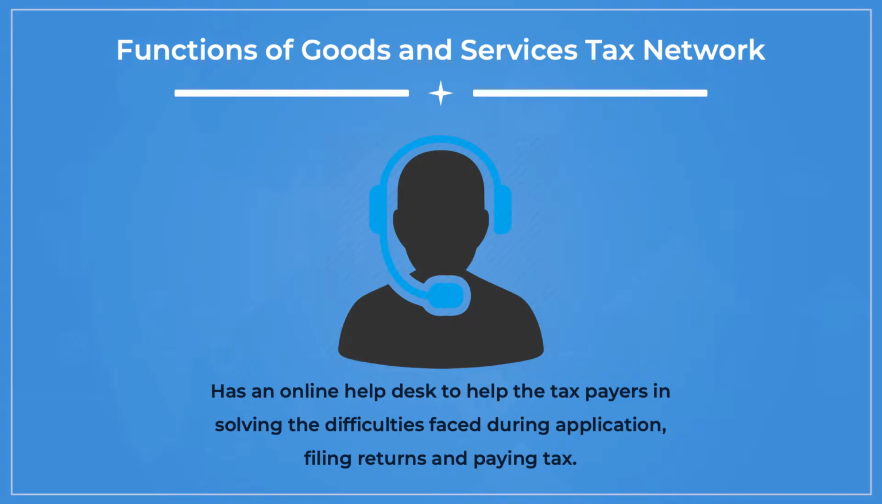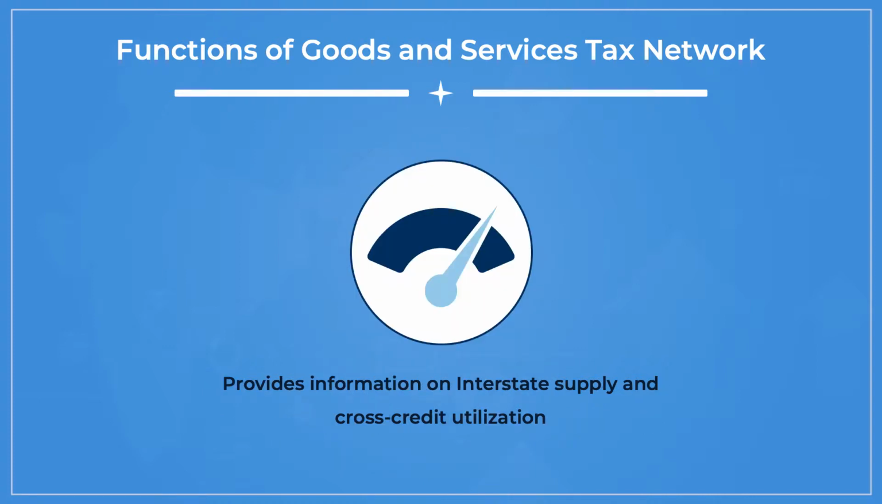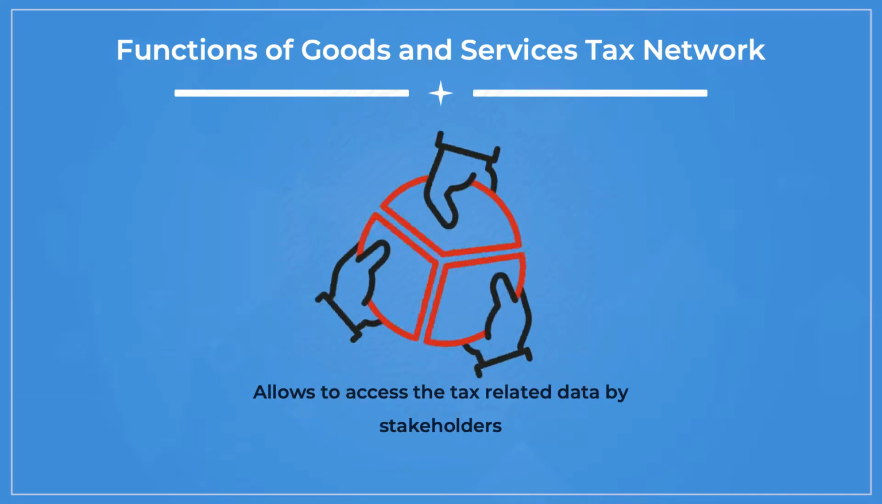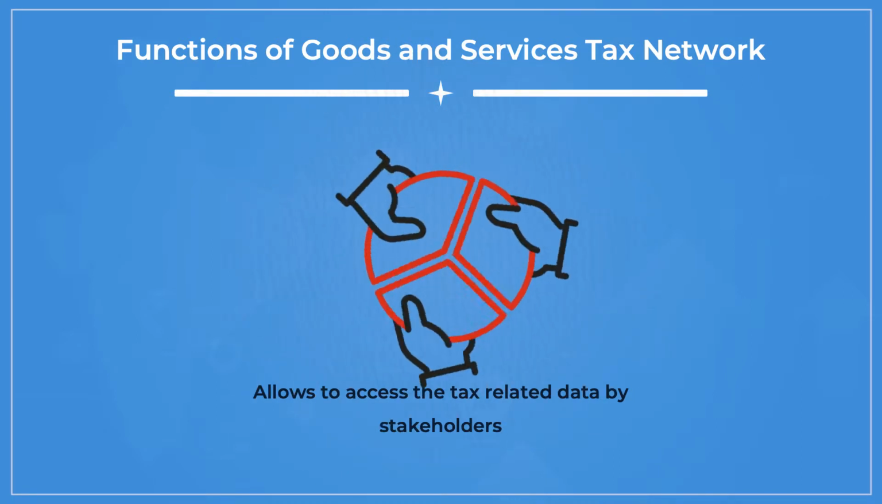Number 5, it has an online help desk to help the taxpayers in solving the difficulties faced during application, filing return and paying tax. Number 6, it also provides information on interstate supply and cross credit utilization. Number 7, GSTN provides the information on tax payment to RBI and accounting authorities for the purpose of reconciliation. It is noted that the GSTN does not receive any tax payment, but it only receives the confirmation of tax payments. GSTN allows stakeholders to access tax related data.